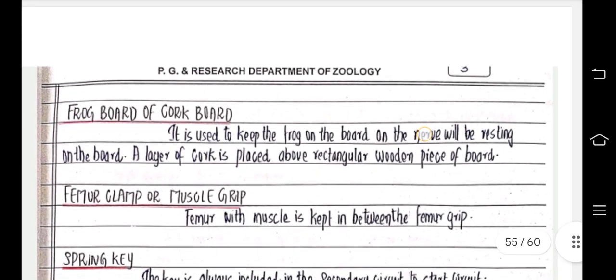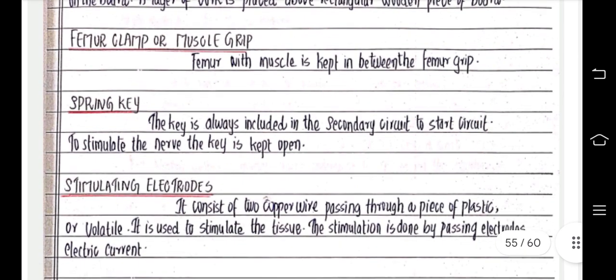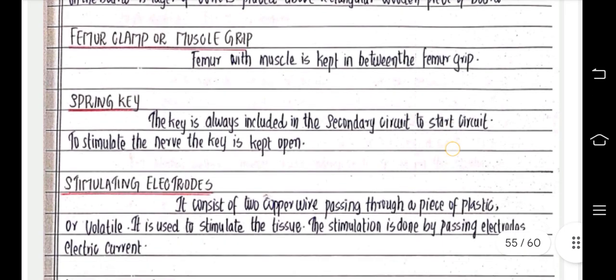Frog board or cork board. It will be used to keep the frog on the board, with the nerve resting on the board. A large layer of cork is placed above a rectangular wooden piece of board. Femur clamp or muscle grip: the femur with muscle is kept in between the femur grip. Then spring key. The key is always included in the second circuit or stimulating circuit to stimulate the nerve, and the key is kept open.